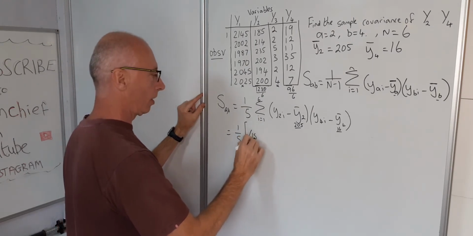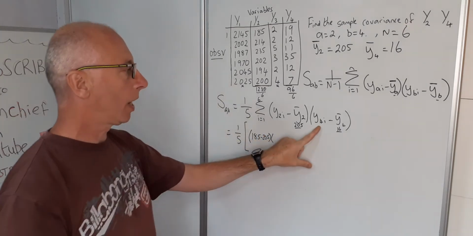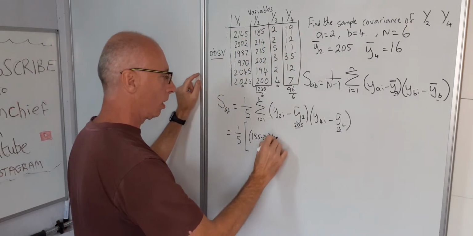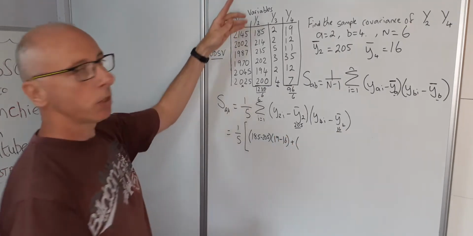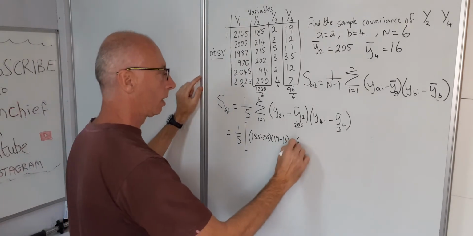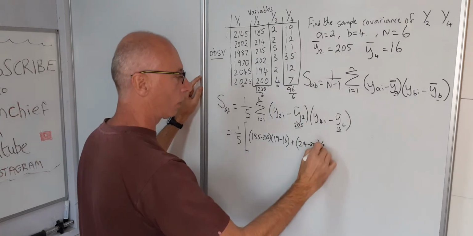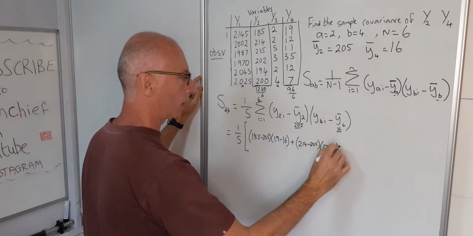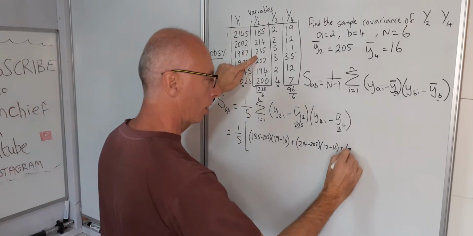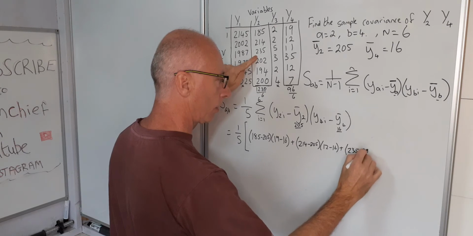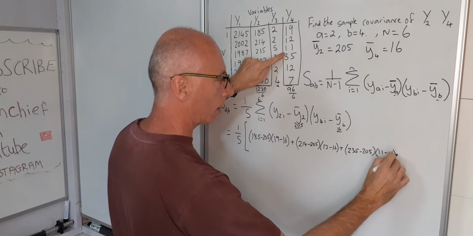So 185 minus its mean, that's 205, and then multiplied by the first observation in this one, which is 19, minus its mean, which is 16. And then simply we just go down the line and put them all in. So 214 minus 205 times 12 minus 16. Third observation is 235 minus 205 times 11 minus 16.